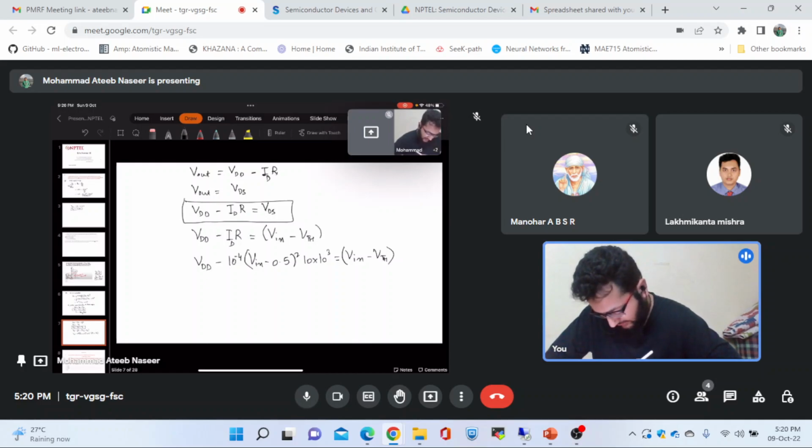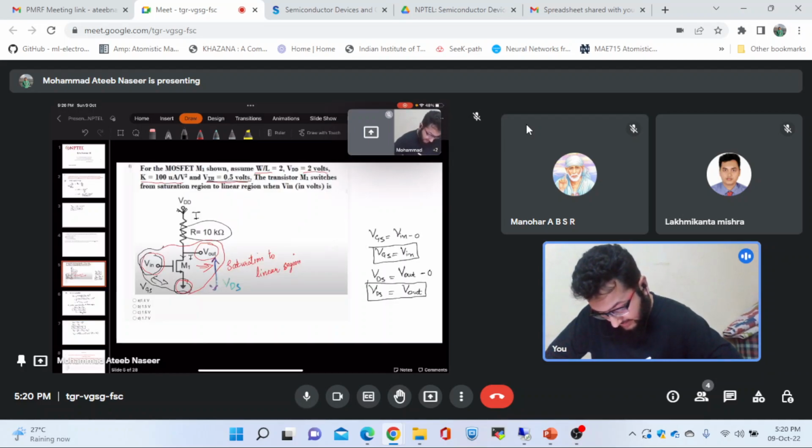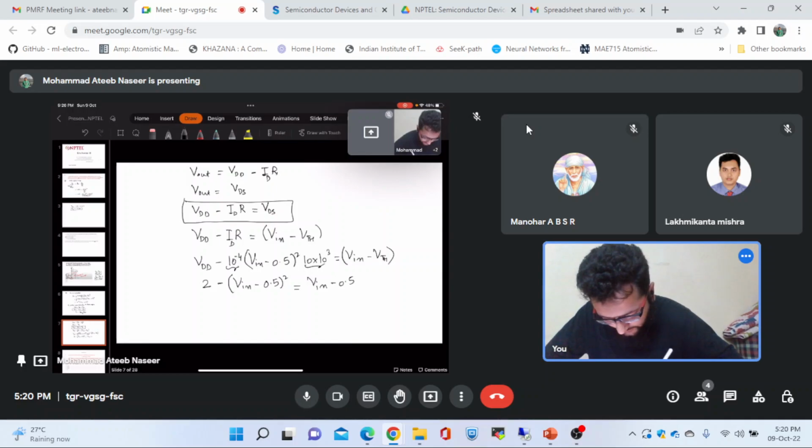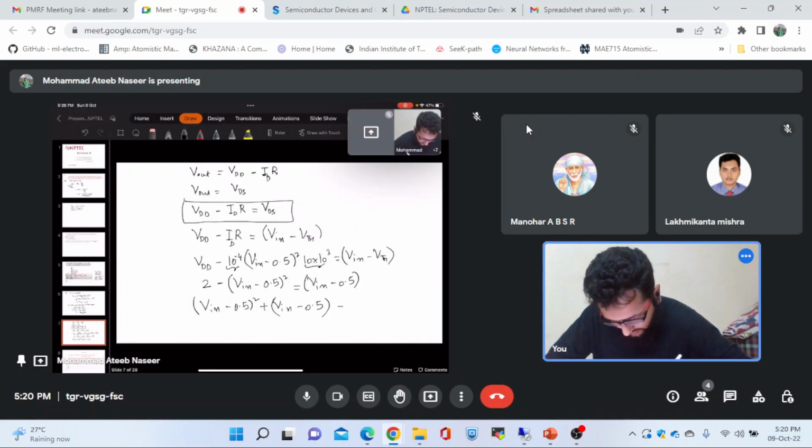We have been given the value of VDD, which is equal to 2 volts. So this will become 2 minus, and this 10 to the power minus 4 will go with the 10 to the power plus 4, and we will be left with V in minus 0.5 whole square, and this is V in minus 0.5. Now let us do simple manipulations. It will become V in minus 0.5 whole square, plus V in minus 0.5, minus 2.